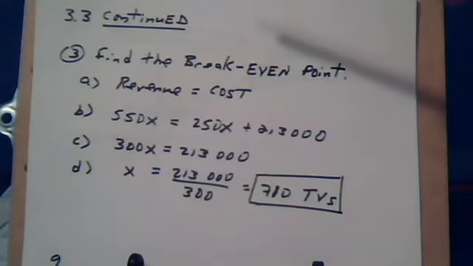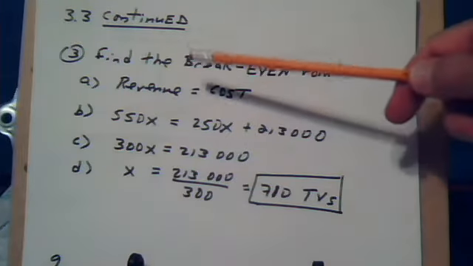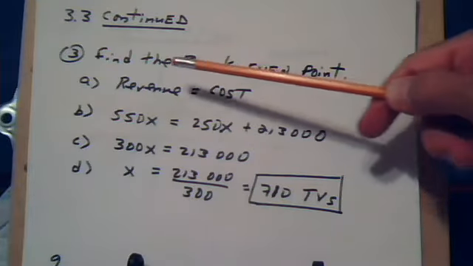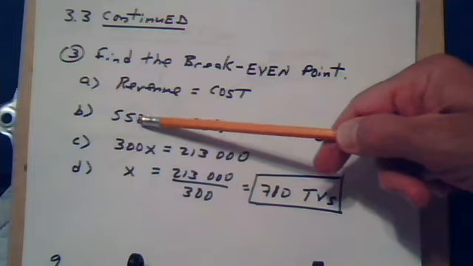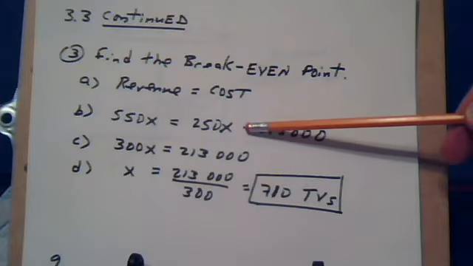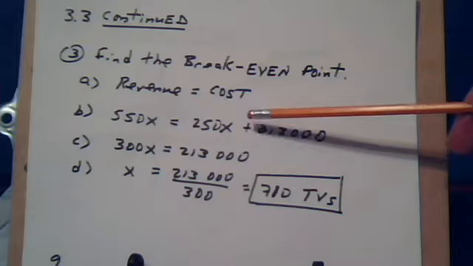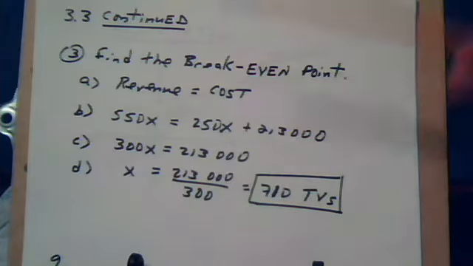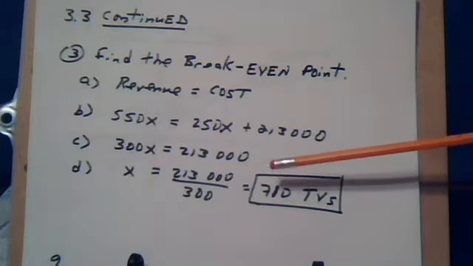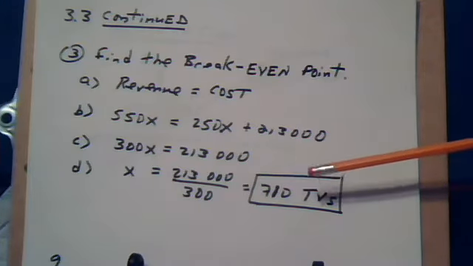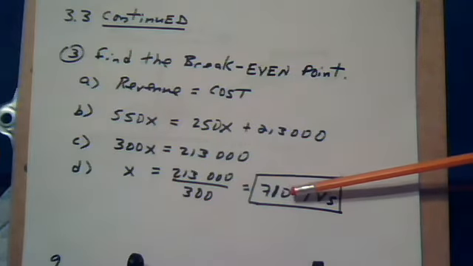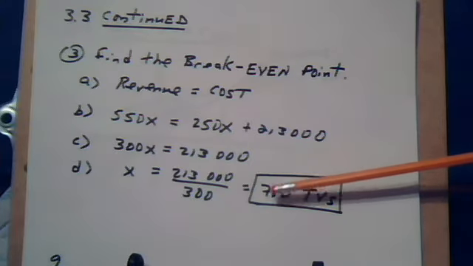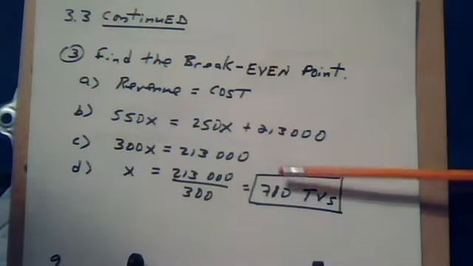Find the break-even point. Well, that happens when the revenue equals the cost or the profit equals zero. We're going to go ahead and use this version of break-even. So this was the revenue that we found in part A. This is the cost that they gave us up in the top, the given. You set them equal to each other, solve for the X. So this company will break even if they sell 710 TVs. So that tells you if they sell less than 710, they're going to bring in a loss. And if they sell above 710, well, that's going to be a profit. This would be the break even.